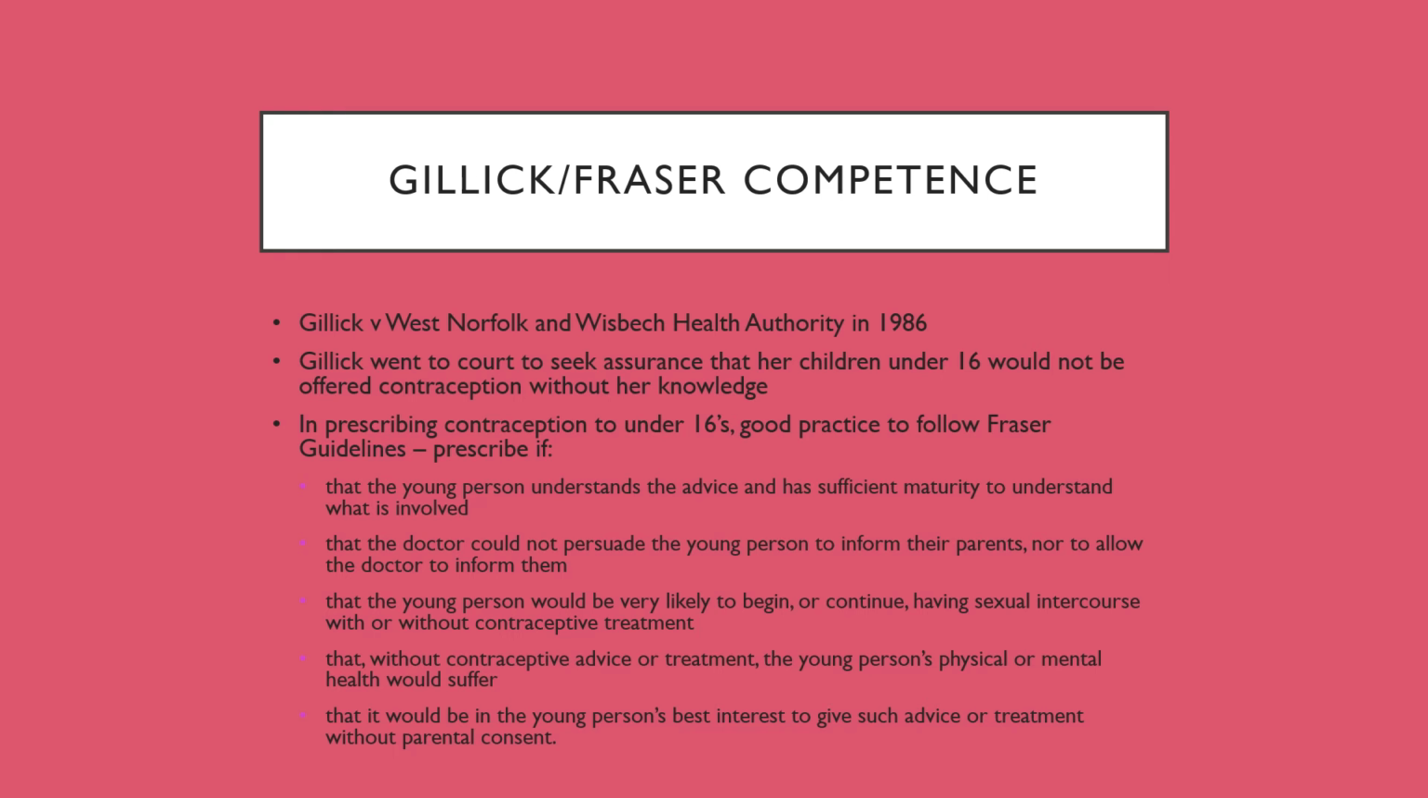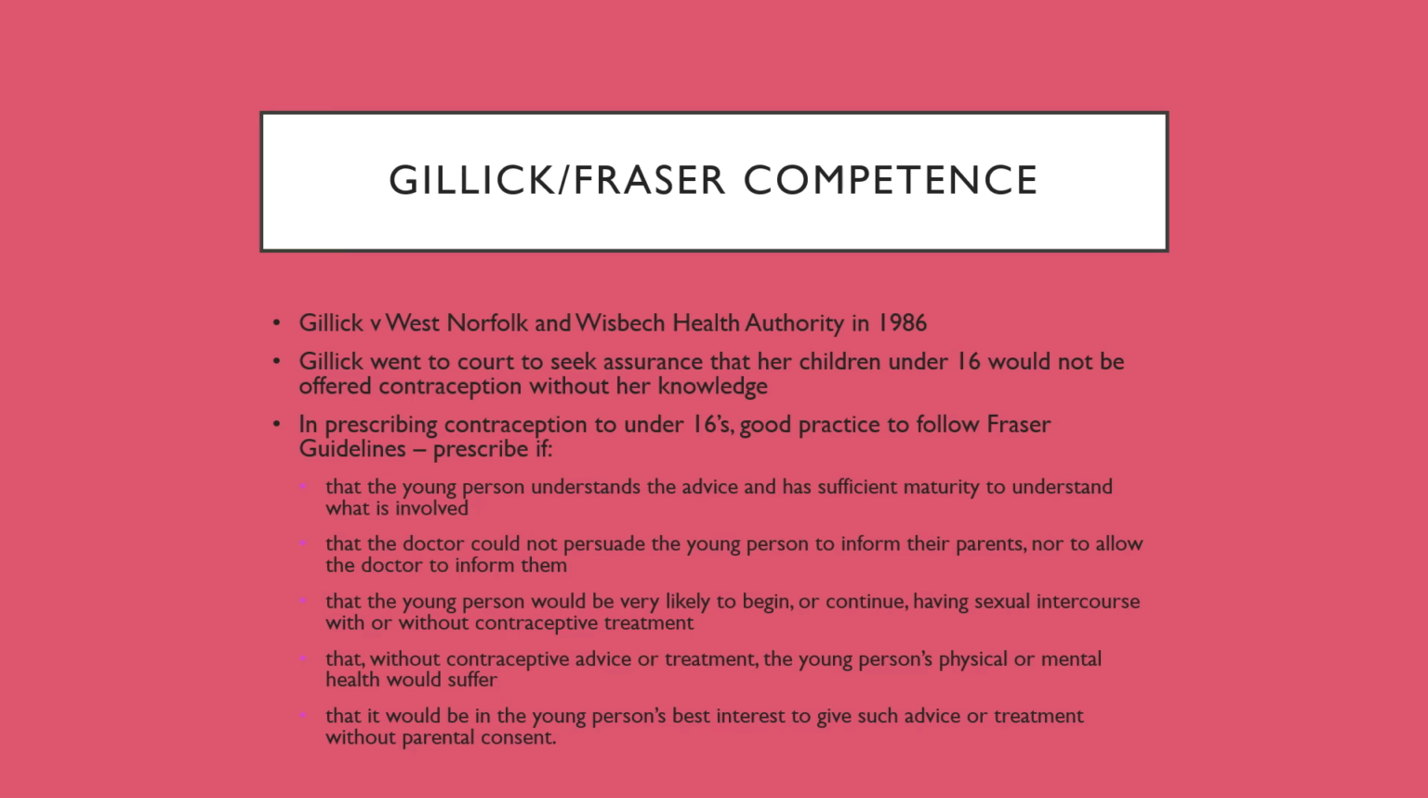And this got batted back between various appeal courts for a while, and then it resulted in the Fraser guidelines, which are used if you're prescribing contraception to under 16s, but also are used more broadly for sort of consenting under 16s to treatment. So you can prescribe contraception to a girl under the age of 16 if you're certain that the young person understands the advice and can understand what's going on.